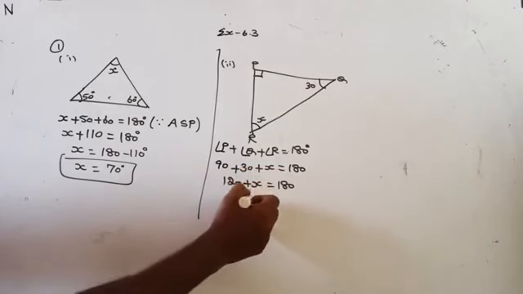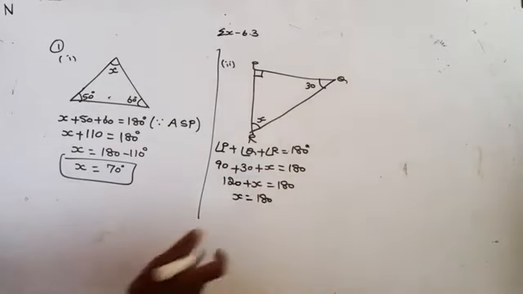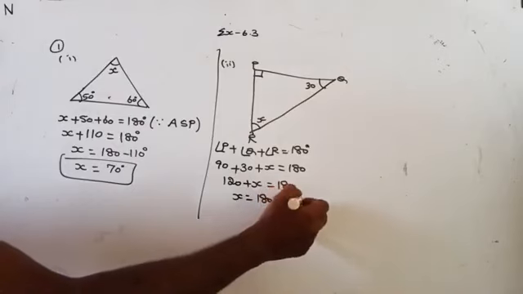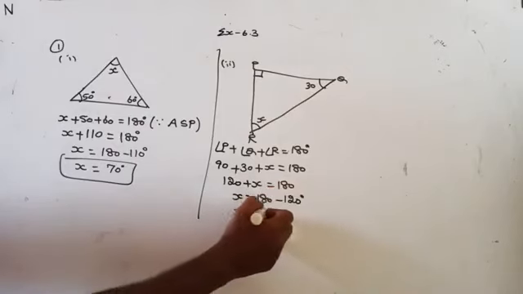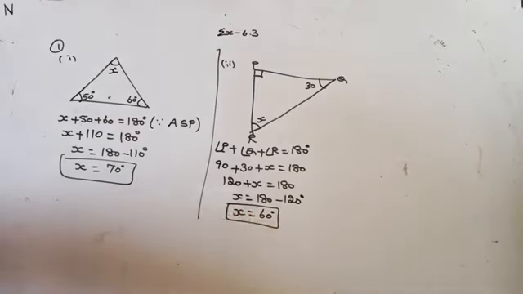Then x is equal to 180. Transpose this 120 from the left-hand side to the right-hand side. Addition will become subtraction, so plus 120 becomes minus 120. Then x is equal to 180 minus 120, which is how much? 60 degrees. Are you getting it, dear?